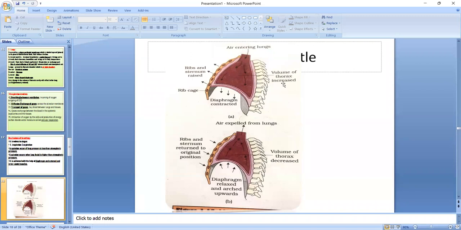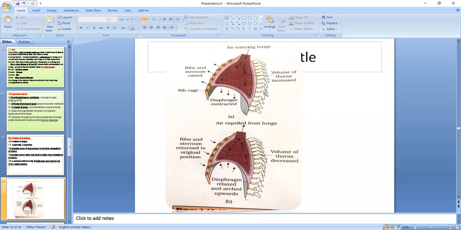So see, volume of thorax increased, ribs and sternum are raised. Ribs are like springs, they are pushed upward. And the sternum is pulled forward. So what does it make? It makes the lungs expand because they are attached, and they always keep the lungs in a tight condition. Whenever they are expanded, the lungs are also expanded. That makes a low pressure area within the lungs, which causes the atmospheric air to enter into the lungs.